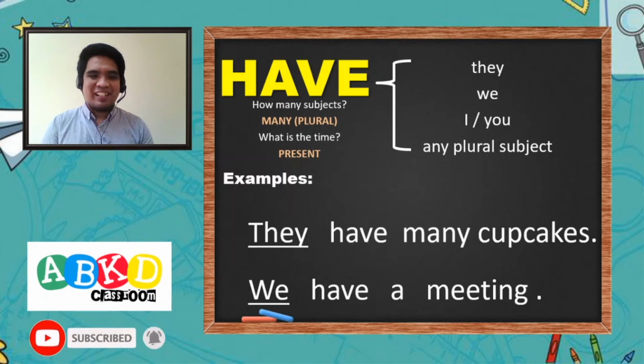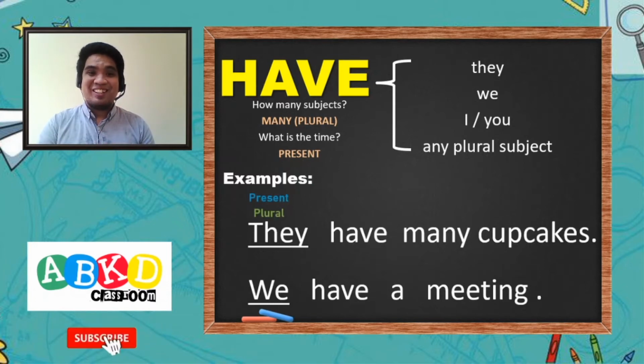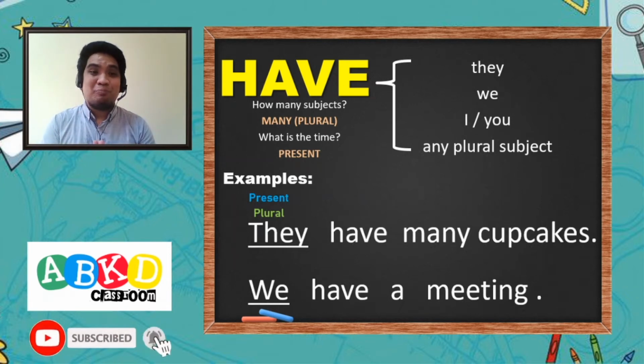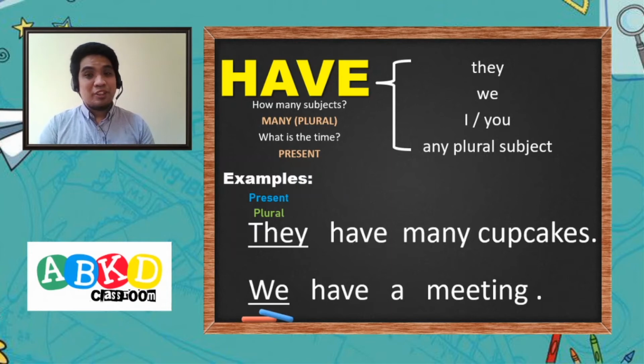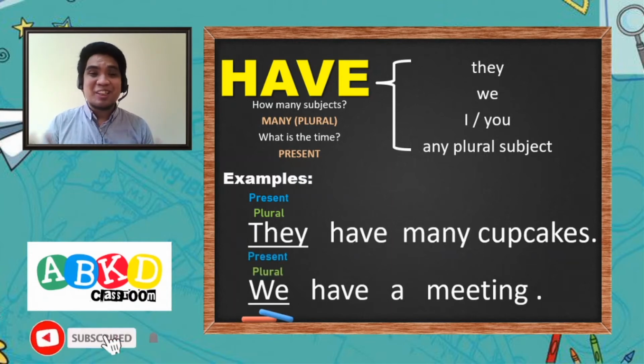Same question again. Ilan si subject? Ilan si they? Many. Okay? So we are talking about plurality and the tense is in the present. So si we, ilan ba si we? Marami din. That's why we use have in the sentence.